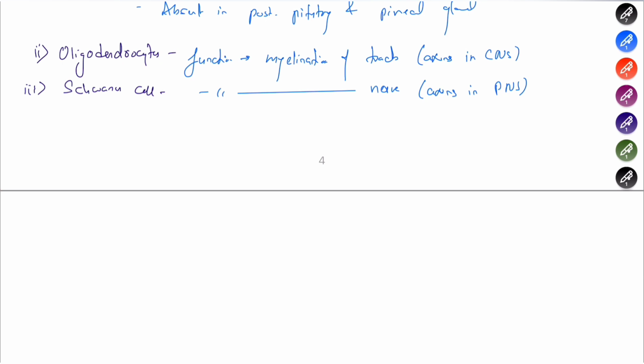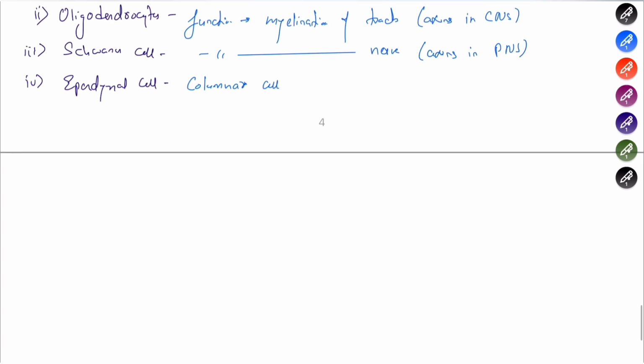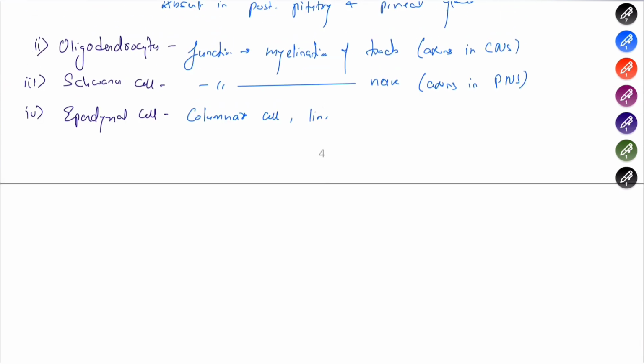So now the next cell is the ependymal cell. These are columnar cells which line the cavities of the central nervous system, like ventricles. Function: secretion of cerebrospinal fluid.